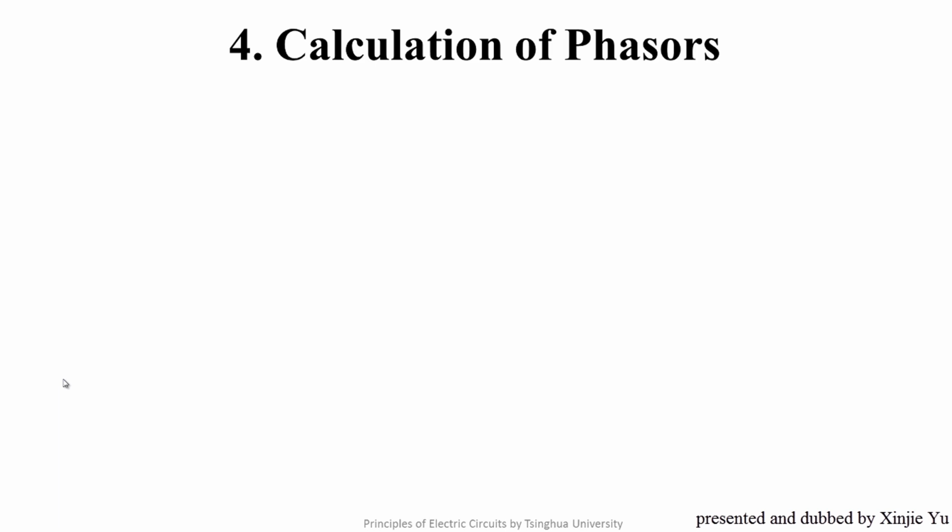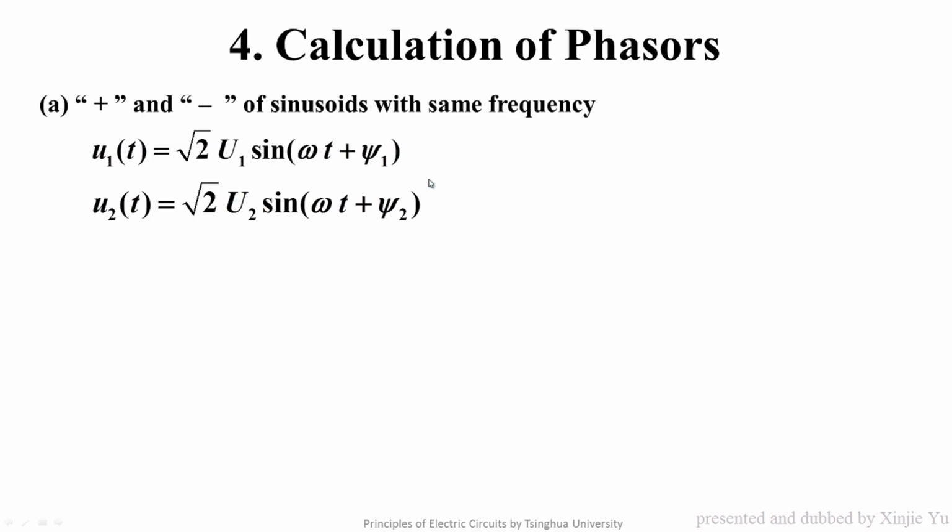Now let's discuss the calculation of phasors. First of all, we will discuss addition and subtraction between sinusoids with the same frequency. If we add or subtract two sinusoids without phasors, we need to make complicated trigonometric transforms, and that's the difficulty of solving u_R by KVL previously. And now we make some changes.